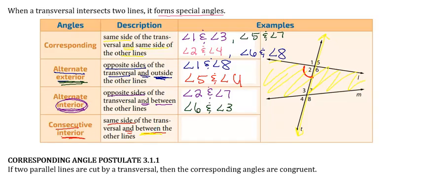So angle 2 would be consecutive interior with which other angle? It has to be on the same side of the transversal. My only option there is 3, right? So this is angle 2 and angle 3. Those are consecutive, sorry, let me make that a 3. Those are consecutive interior. What about angle 6? It's interior, so does it have a consecutive interior? Yes. Angle 7. So angle 6 and angle 7 are consecutive interior angles.